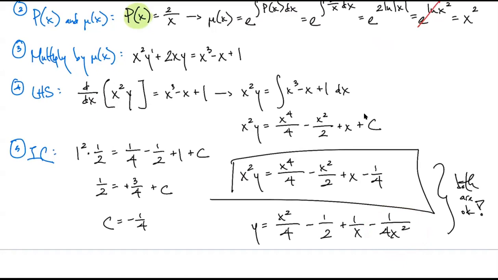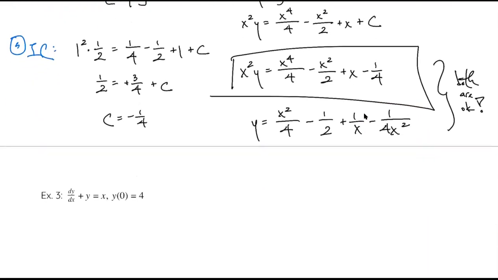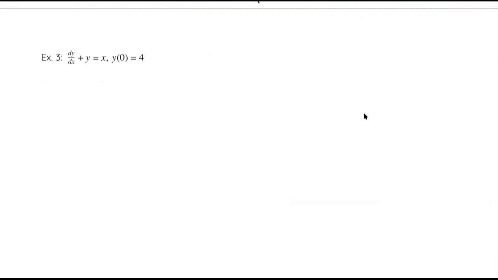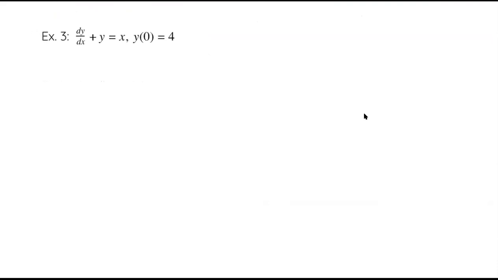Let's try a couple more. All right, so example 3. We've got dy dx plus y equals x. And we have an initial condition, which means we're going to need a step 5 so that we can plug that in and get a number for c.